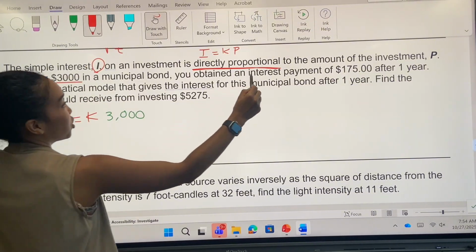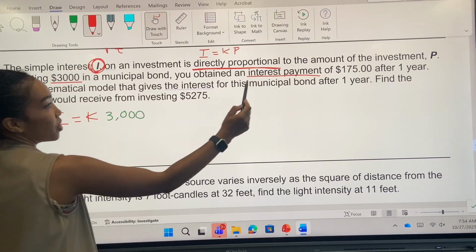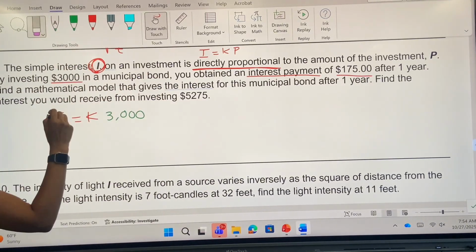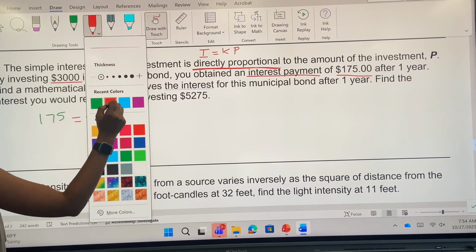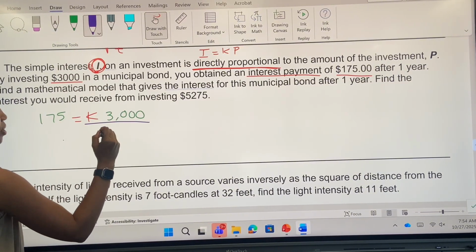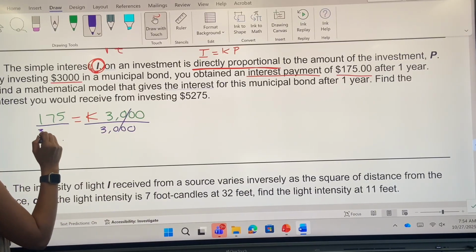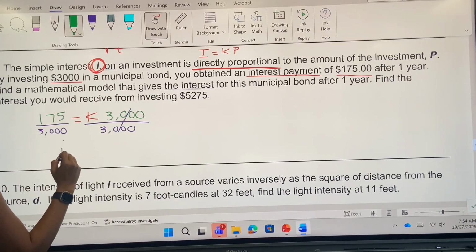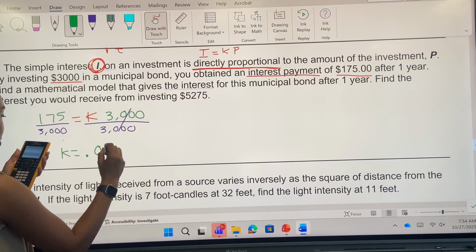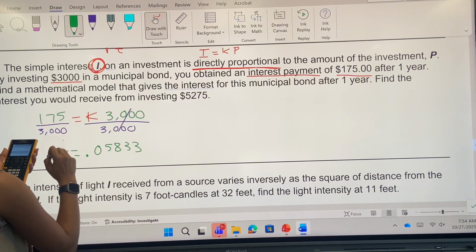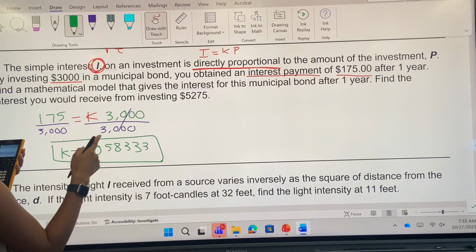And you obtained an interest payment. Remember, interest is represented with I. An interest payment of 175. So this interest payment is 175. So all you have to do now is divide by 3,000. All right, when you get that, you get k equals, and let me grab a calculator. You're going to do 175 divided by 3,000. And you get 0.05833. So that's your k value.